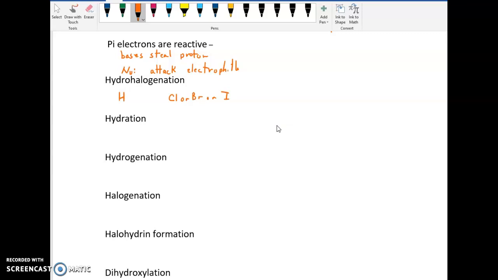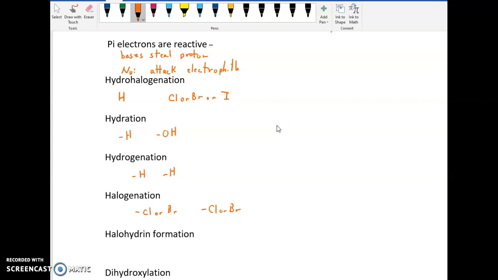Hydration, as you might expect, you're adding a hydrogen to one carbon. The other carbon is going to get a hydroxy. That makes water. Hydrogenation, we add a hydrogen to both carbons. Halogenation, we add a halogen to both sides. It'll either be chlorine or bromine to one side and chlorine or bromine to the other side.